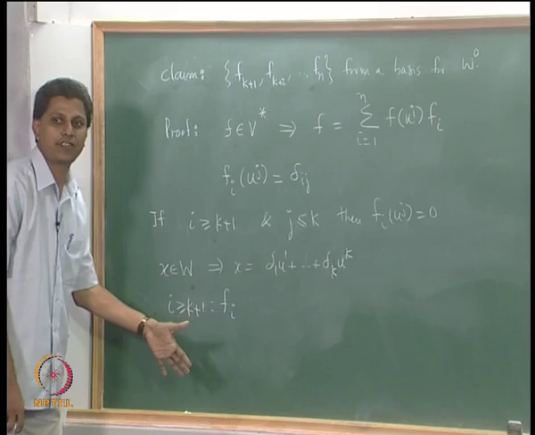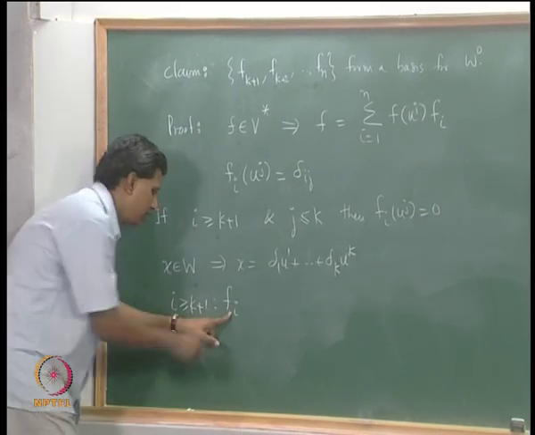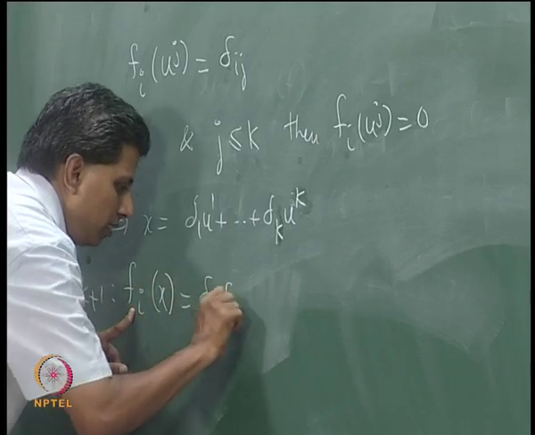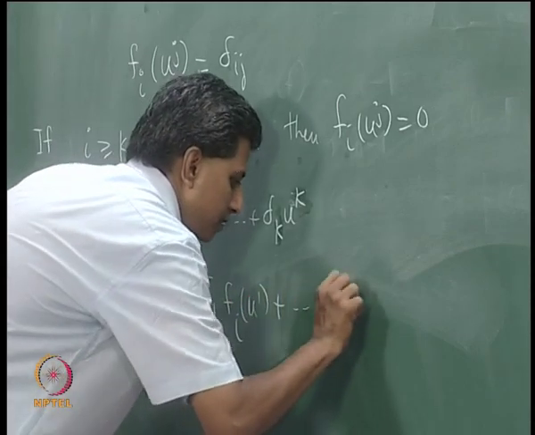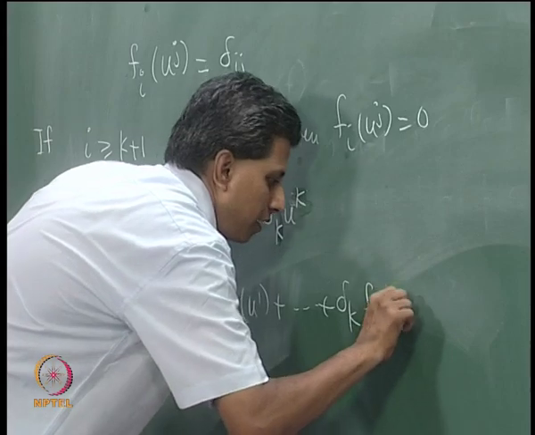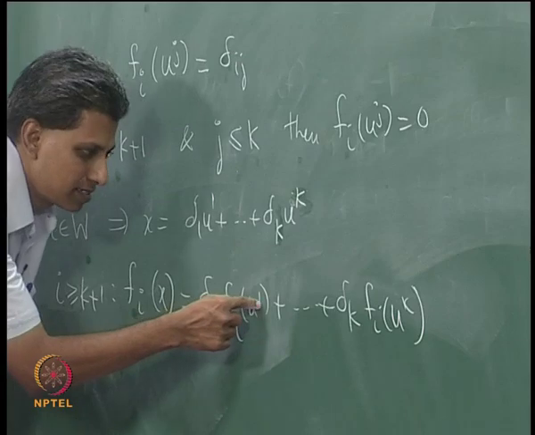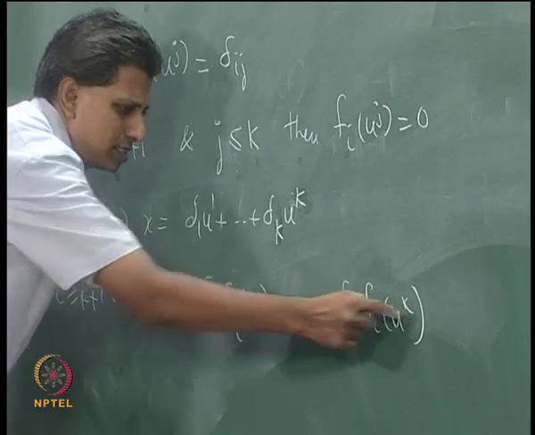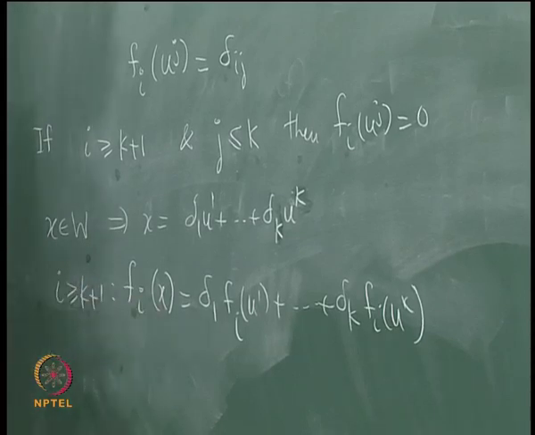That is, let us say fk plus 1 is a functional that we are using now. Look at fk plus 1 applied to this. That will be delta 1 fi of u1 etc. delta k fi of uk. But you observe that these superscripts 1 to k are always distinct from k plus 1, and so this has to be 0.